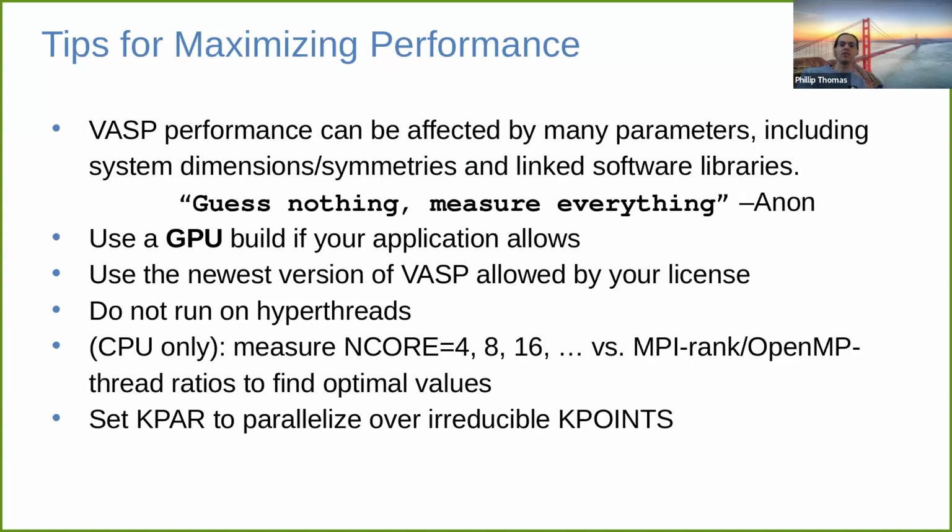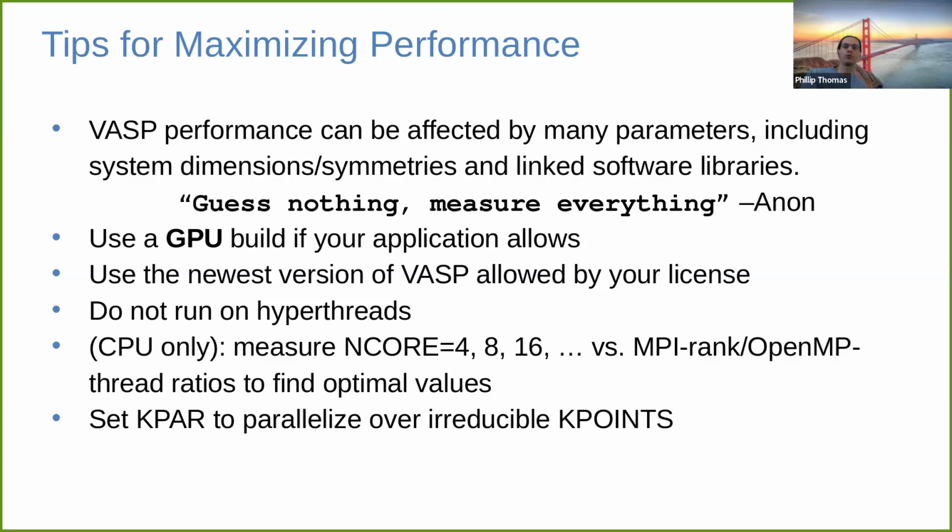So with that, for your own jobs, I have several tips for maximizing performance. The first is to guess nothing and measure everything. By this quote, I mean, if you intend to run production calculations, particularly if you have many, many runs to perform, we recommend that you first do a systematic test to figure out the parallel configuration that gives you the best performance to cost ratio for your system of interest.